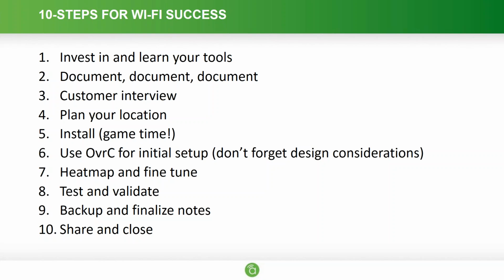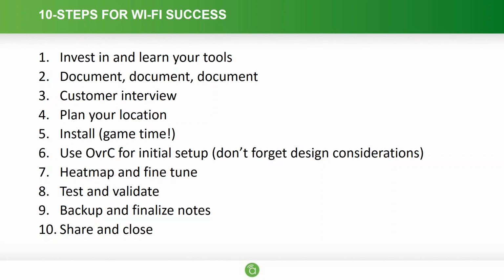The fourth step is to do an initial site survey and plan the location of the access points. If there's a trouble area in the fridge or in the kitchen area, or if there are metal studs somewhere, just plan around those areas. And then hopefully you win that job, you go install, then oversee our cloud platform for initial setup, and then heat mapping and fine-tuning the overlap, especially if you have a multiple access point environment.